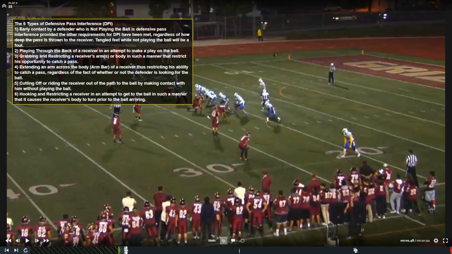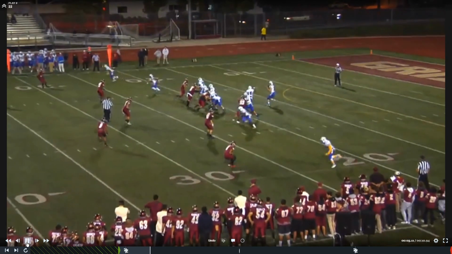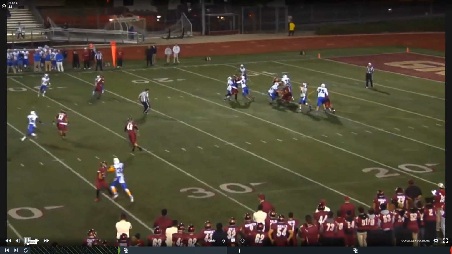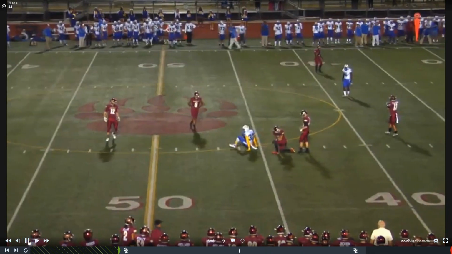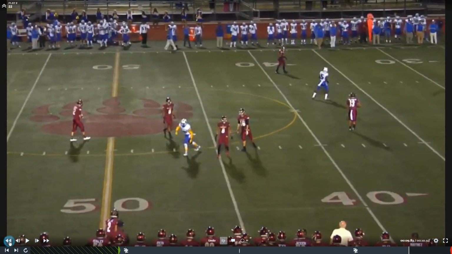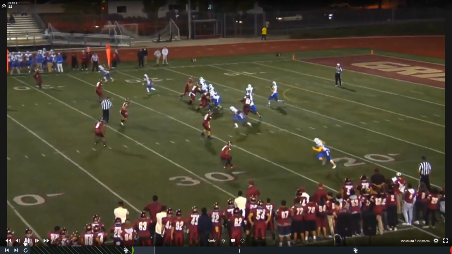So let's take a look at a few of these plays. We're going to have several here that are close. So let's take a look at this one, and I will try to get it through at real time. Here we go. All right, so we go back. Let's run it slow motion.